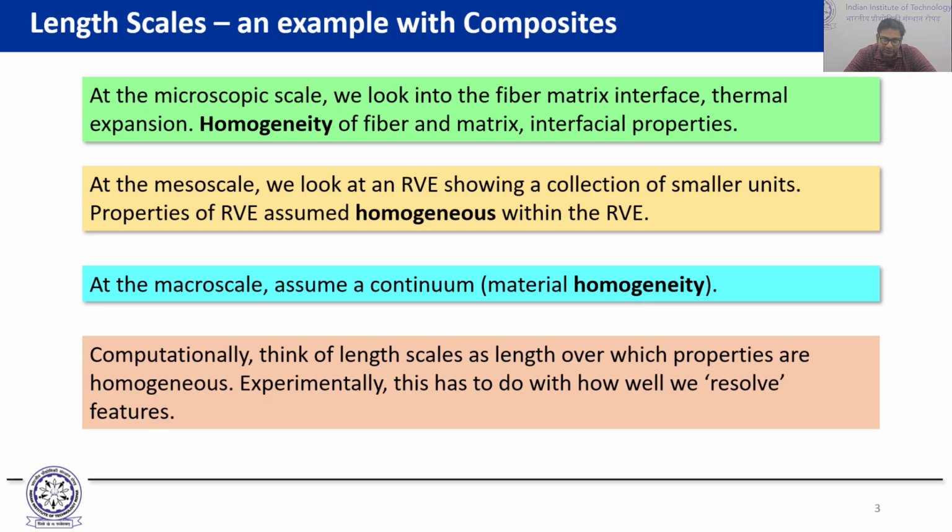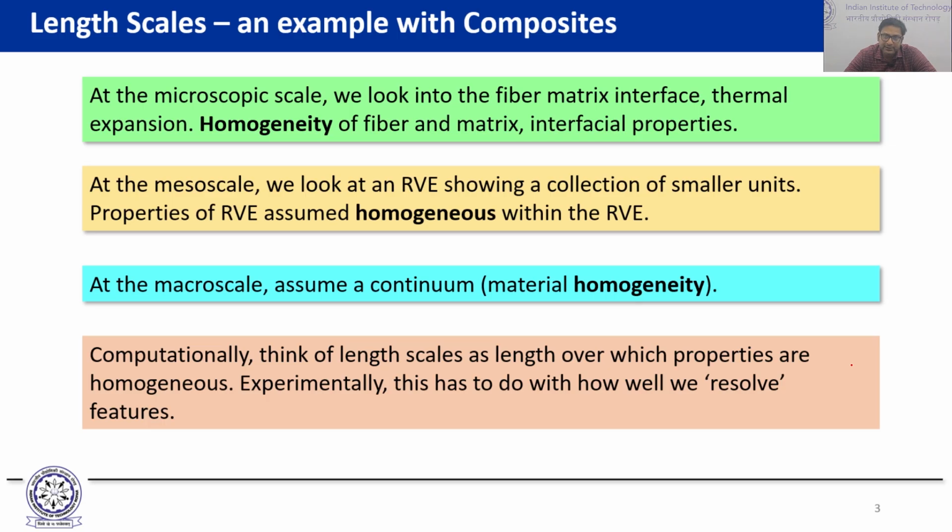Anytime you are reducing the size of the area that you are looking at, and you start seeing that the properties are becoming inhomogeneous, whether you are going down or going up the length scale, doesn't matter. But as you are changing the system size and you see that your properties are no longer homogeneous, that is where you understand that you are having a change in the length scale. So that is how we will think of it computationally.